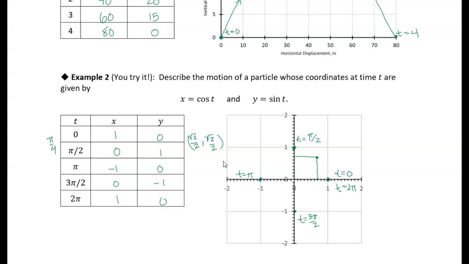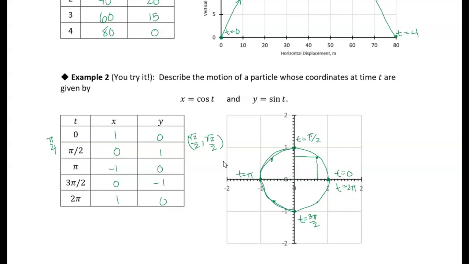If you wanted to plot a few more points, you could do 3 pi over 4 and 5 pi over 4 and 7 pi over 4, and you're just going to get these points in the other quadrants, right? But long story short, we can connect these up and it'll be a nice round circle. Well, my circle obviously is not nice and round, but you get the idea. You're going to end up with a circle, all right?